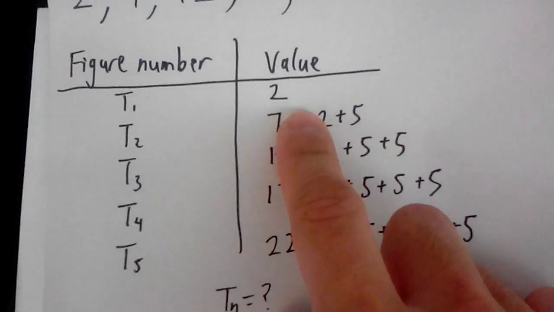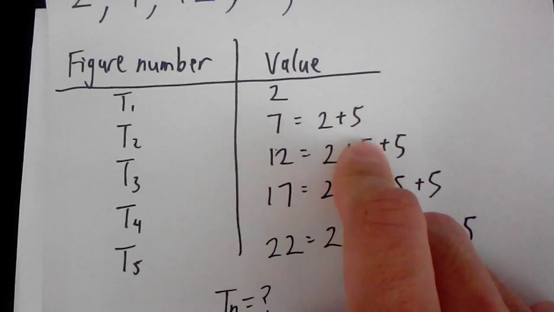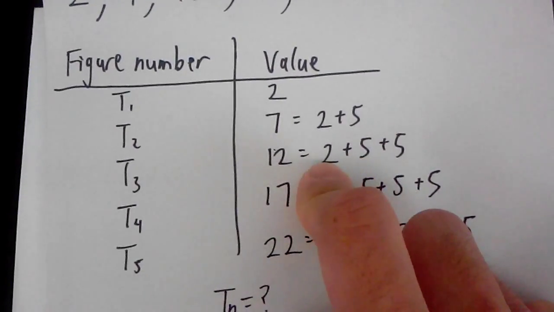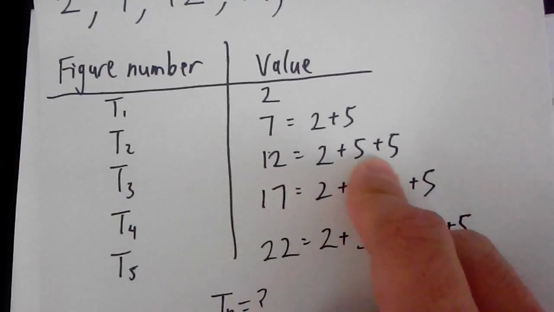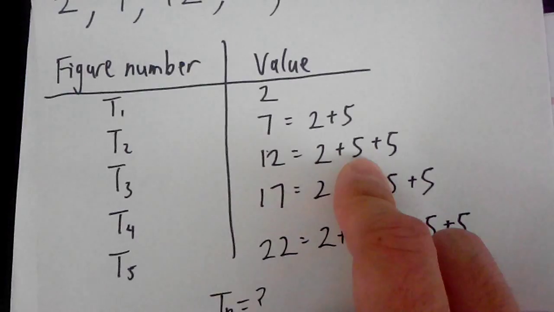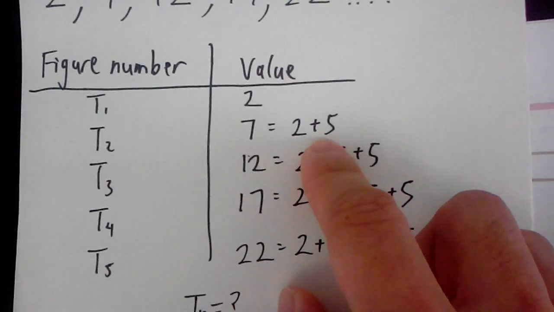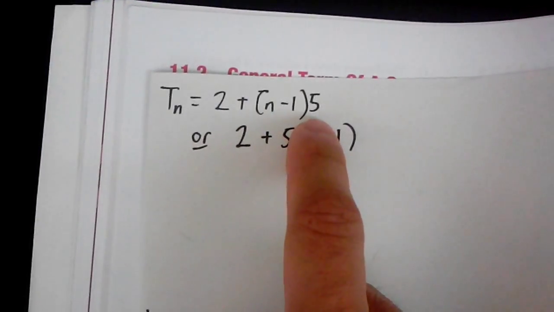We need to look at the constant differences here. We see that we add 5 when the value of n increases by 1. So we can see that this is an arithmetic sequence. Okay? If we're adding 5 each time, that means our general formula is 2 plus n minus 1, 5.